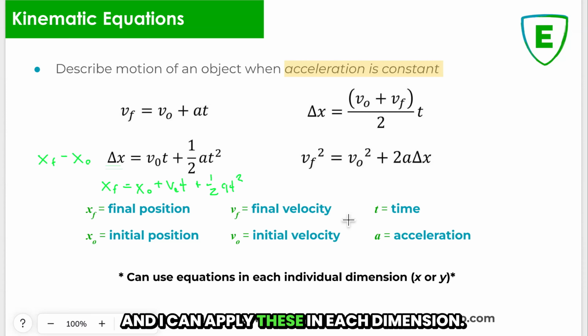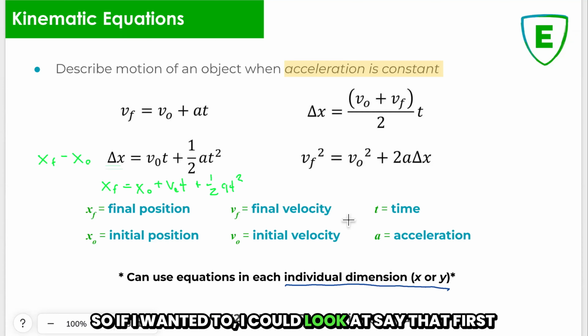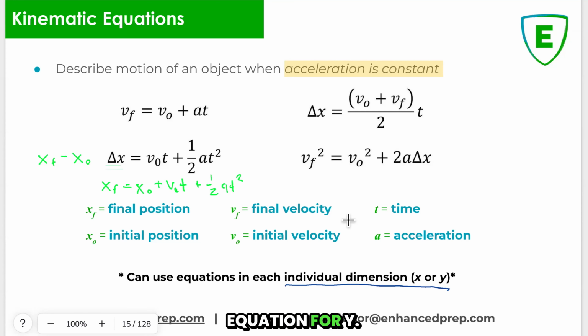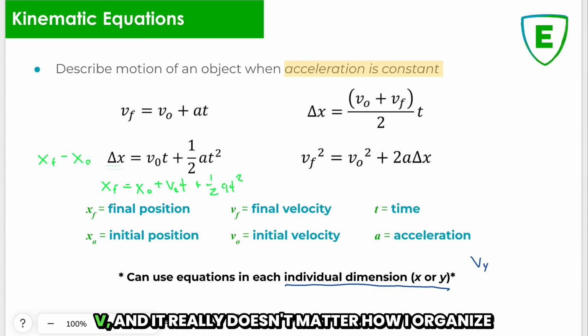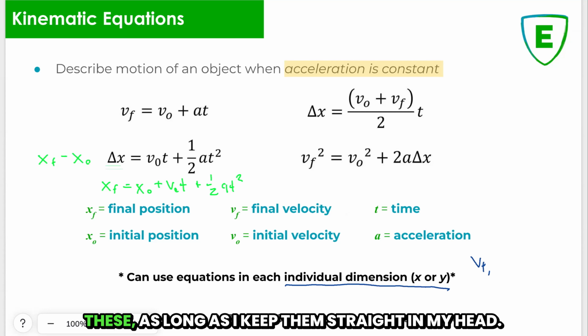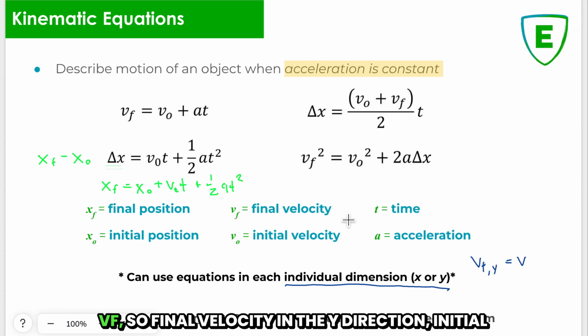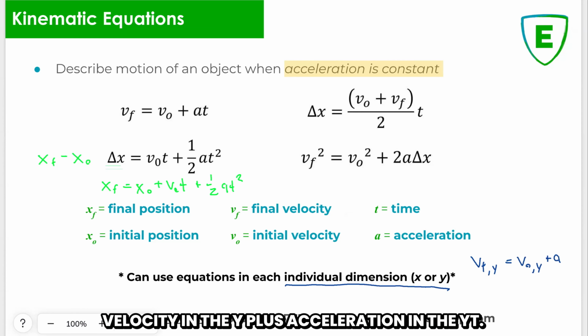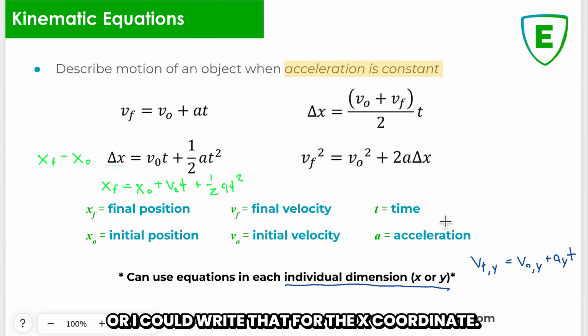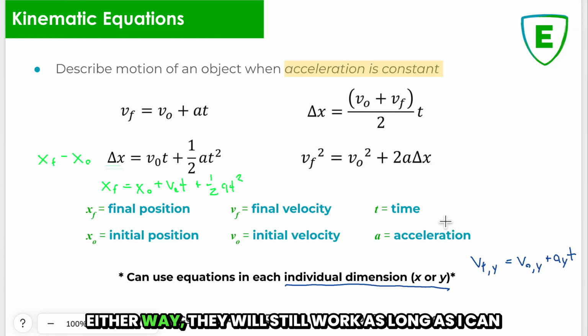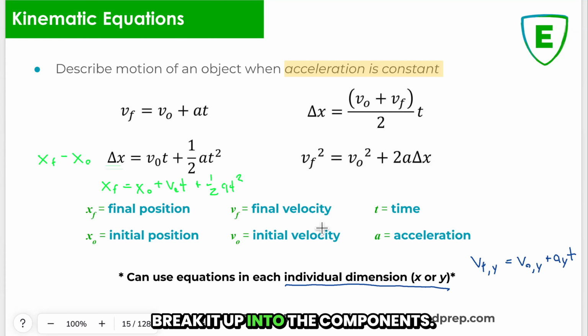I can apply these in each dimension. So if I wanted to, I could look at, say, that first equation for y. It really doesn't matter how I organize these, as long as I keep them straight in my head. Vf, so final velocity in the y direction, equals initial velocity in the y plus acceleration in the y times t. Or I could write that for the x coordinate. Either way, they will still work as long as I can break it up into the components.